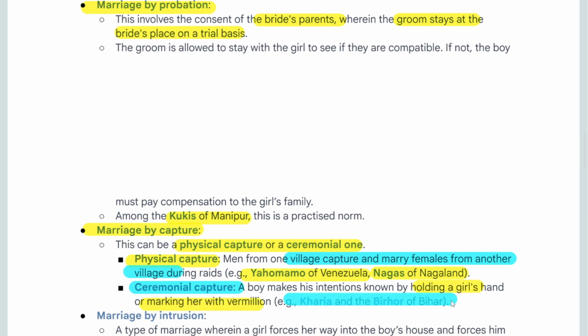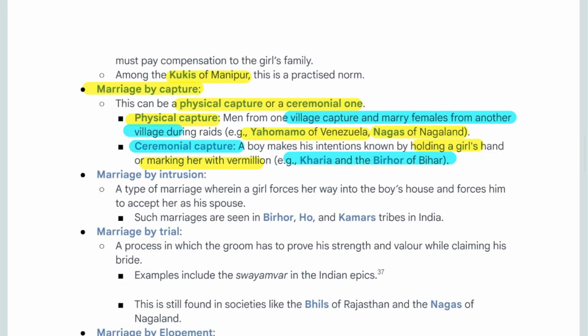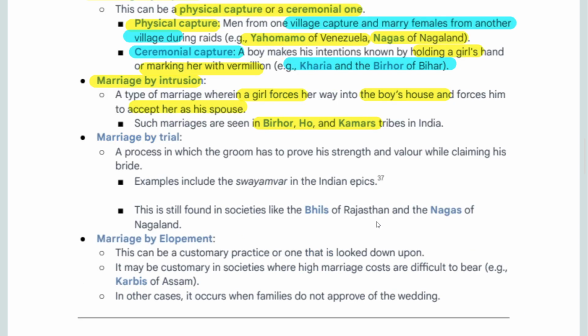A bit. Then there's marriage by intrusion. This one's led by the woman. Really? A girl basically forces her way into the boy's house and refuses to leave until she's accepted as his wife. Takes some determination. Seen among the Bhil and Ho. That's amazing agency, isn't it?